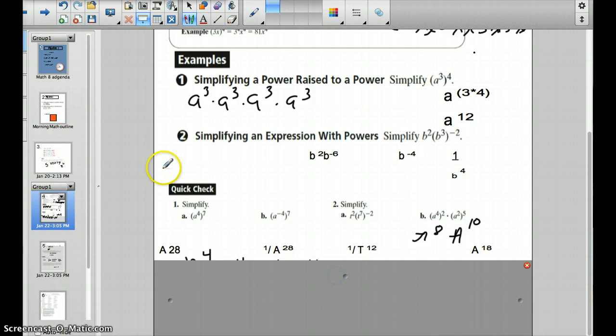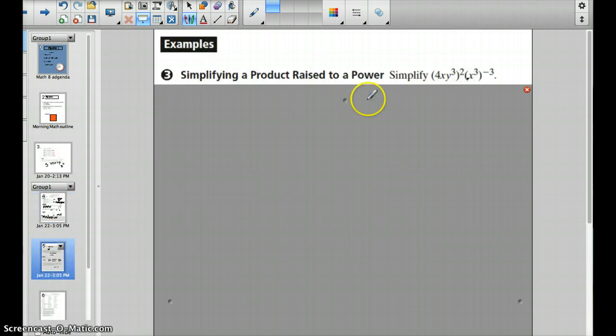Okay? Moving on, we have simplifying a product raised to a power. So if we look at this here, notice this squared right here, everything in front of that, or the parentheses, is going to be taken to the 2nd power.